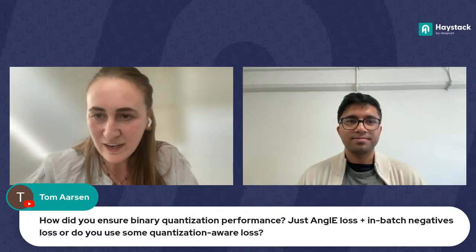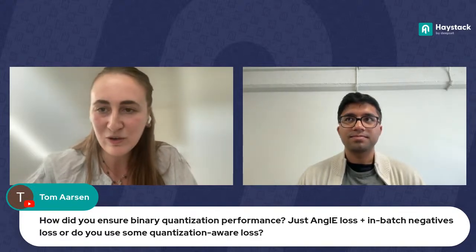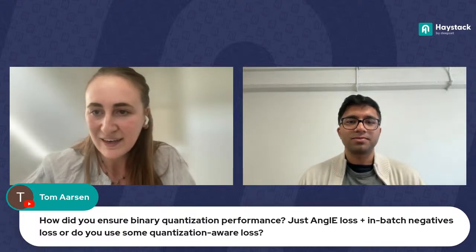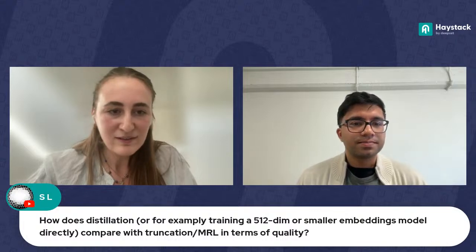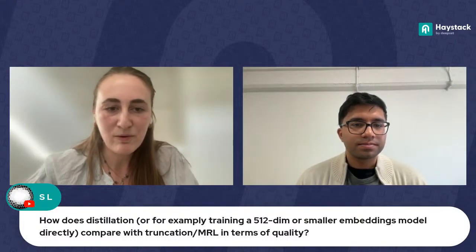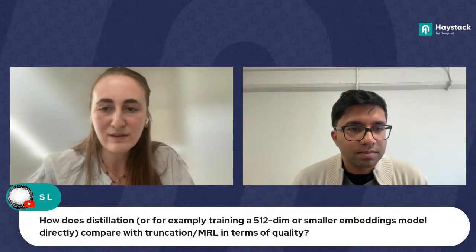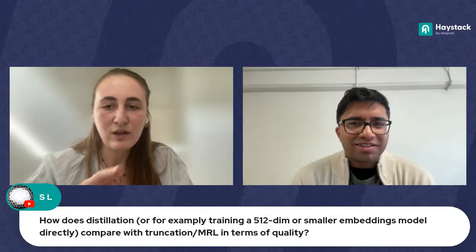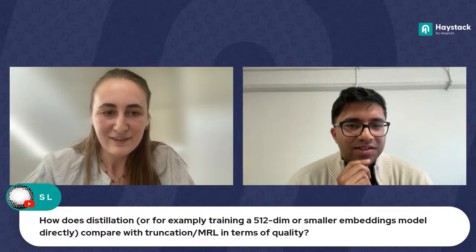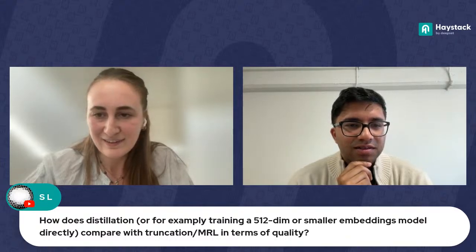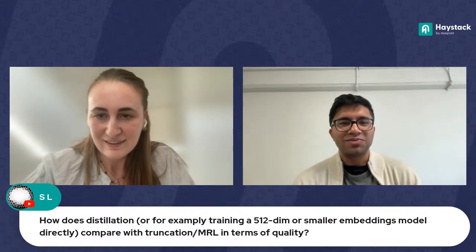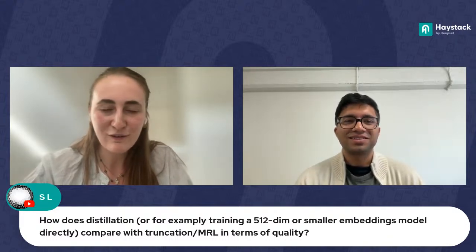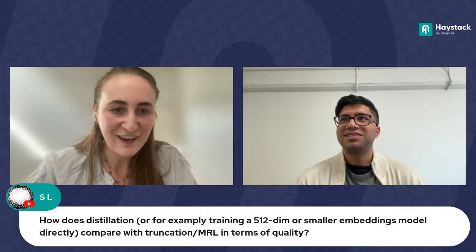All right, so I did actually miss one viewer who asked two questions back to back, and I starred them and I forgot to actually share them. How does distillation compare with truncation MRL in terms of quality? And there's a follow-up to this. Let me understand the question first. What does it mean? Maybe you could clarify in the comments if you would like to clarify further, and we'll bring this question back up once you do.